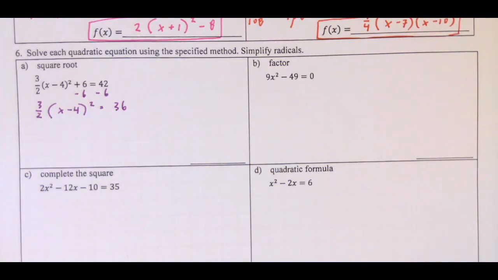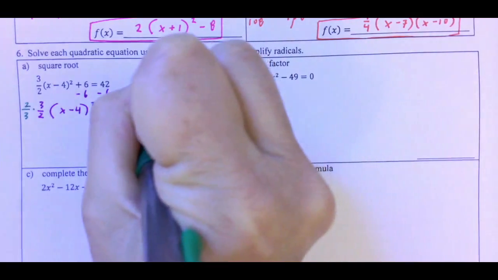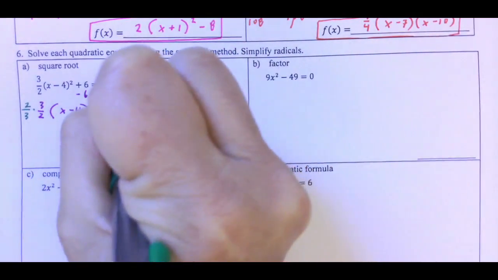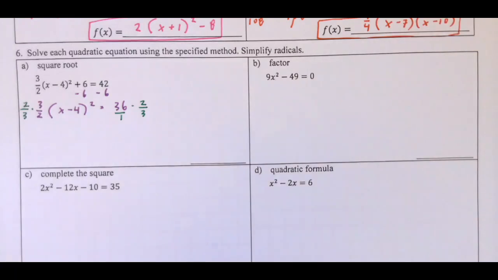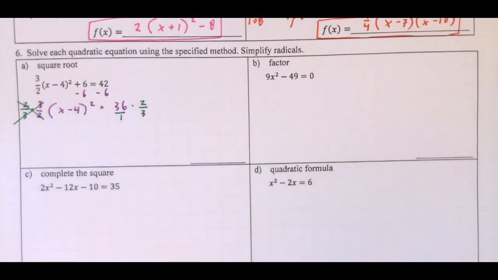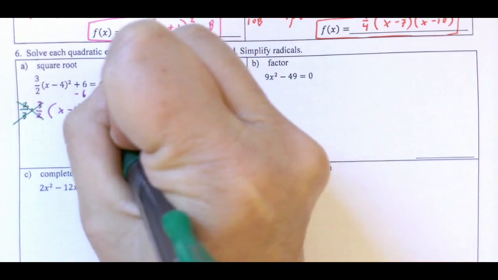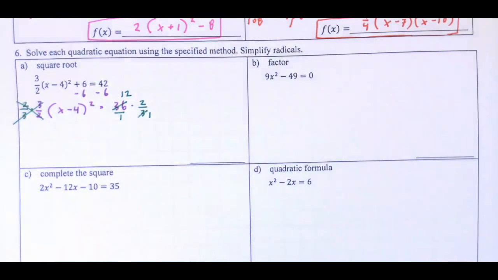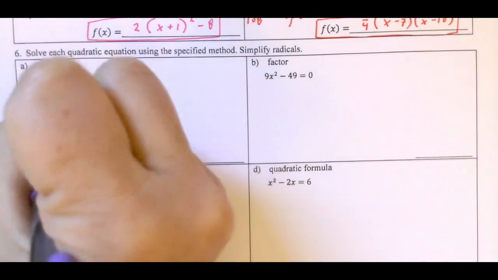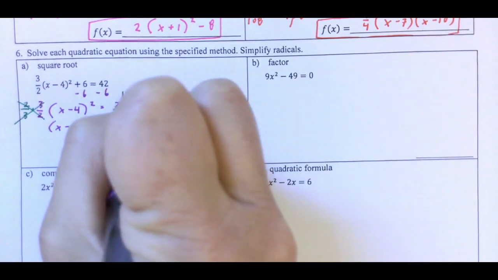I want to clear my fraction, so I'm going to multiply each side by the reciprocal. Reciprocal is just flipping that fraction. So 2/3 times 3/2 is just 1. And then over here on the right, I need 36 times 2/3. If it helps you to reduce it top down or on the diagonals, 3 goes into itself once, into the 36 12 times. So now I have x minus 4 quantity squared equals 24.